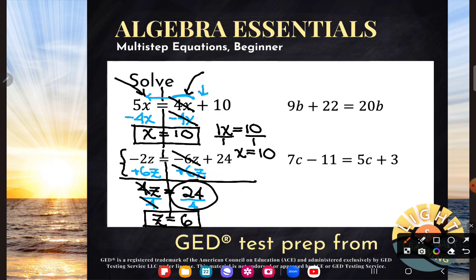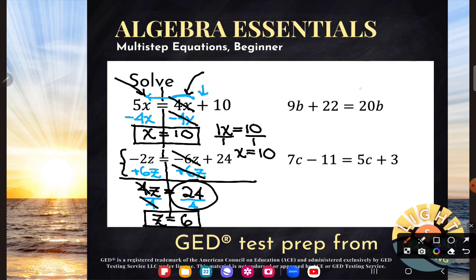Next example, 9b plus 22 equals 20b. Now, a lot of us just autopilot and want to subtract this 20b. There's nothing wrong with that, but it's going to take longer because it's going to leave nothing on the right-hand side, and then I have more to move around. So I'm actually going to move the 9b instead.